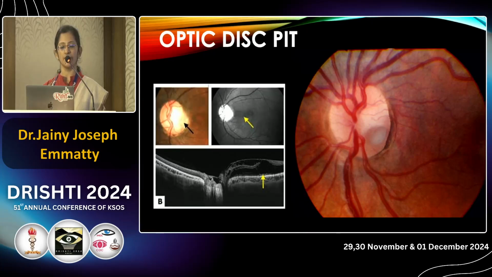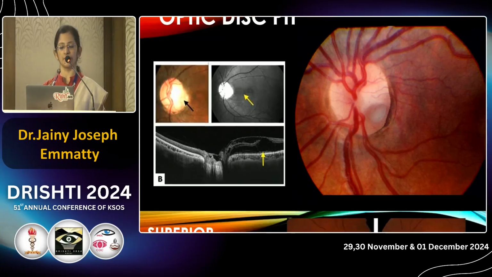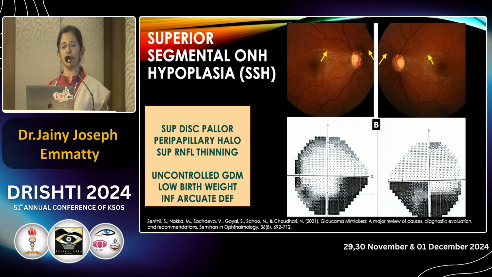And the optic disc pit, when we visualize the disc very clearly, we can see a small depression, usually in the inferotemporal area of the disc, which can be associated with serous macular detachment. Another particular condition is a superior segmental optic nerve hypoplasia, where we'll see only the superior disc pallor with a corresponding inferior arcuate defect. It is usually associated with uncontrolled gestational diabetes, babies born with GDM, or low birth weight babies.